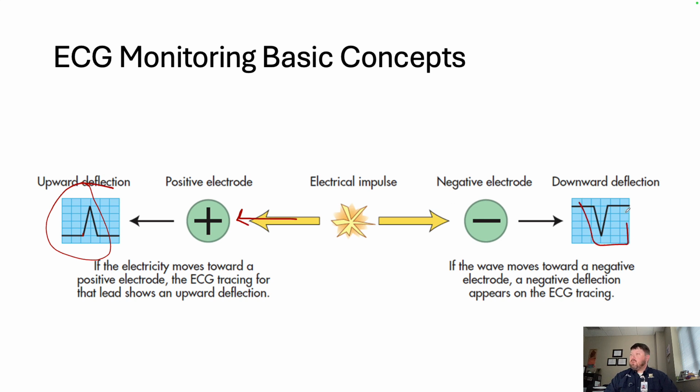If you've got a downward deflection from the isoelectric line, then you've got an electrical impulse traveling towards the negative electrode. So when you look at a monitor, any wave that goes upwards is going to be a positive, and anything that goes downwards is going to be a negative, and anything that is on this line right here is neutral, because there's no electrical conduction created. And this ends the first lecture of ECG monitoring concepts.